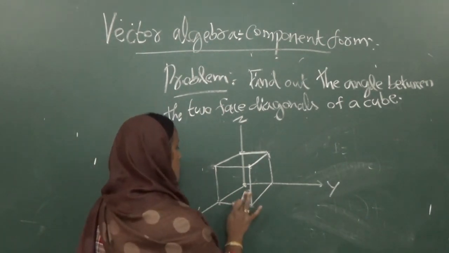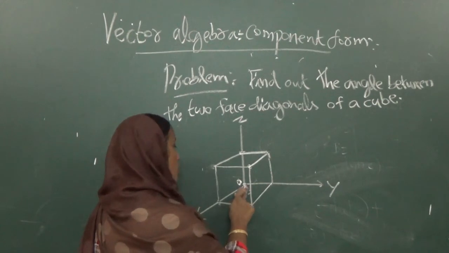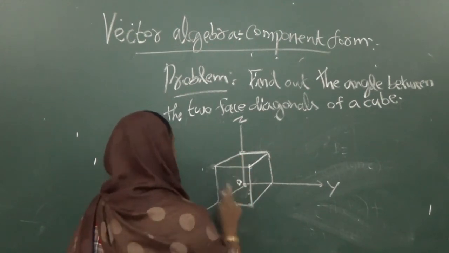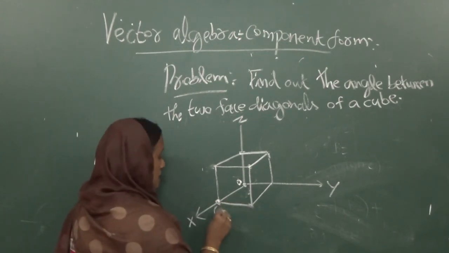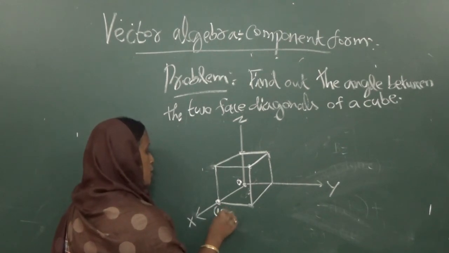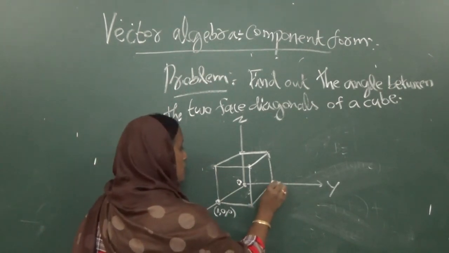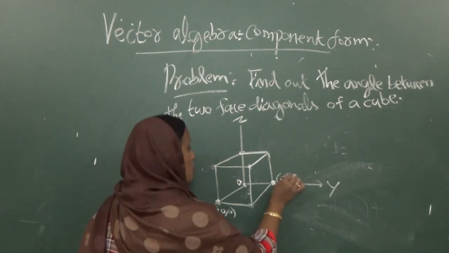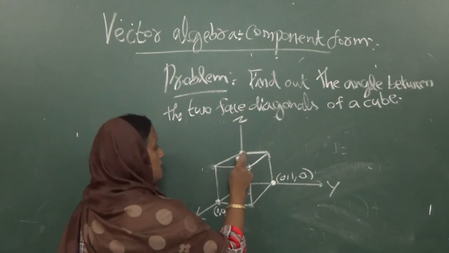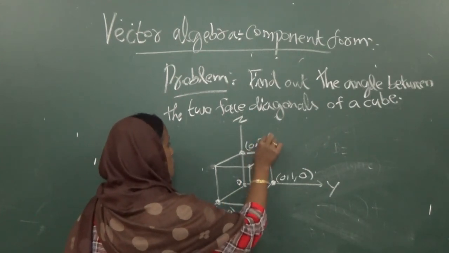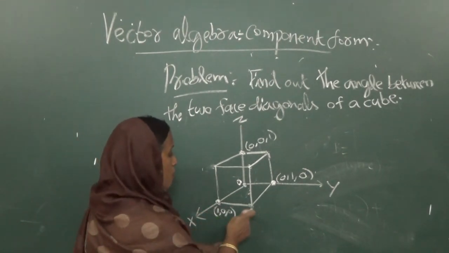In this cube, this is the origin. Origin is 0, 0, 0. This point is 0, 0, 0. Along the x-axis, 1 unit, this is 1, 0, 0. This point is along the y-axis, so 0, 1, 0. This point is along the z-axis, so this coordinate is 0, 0, 1. You can write all the points like this.